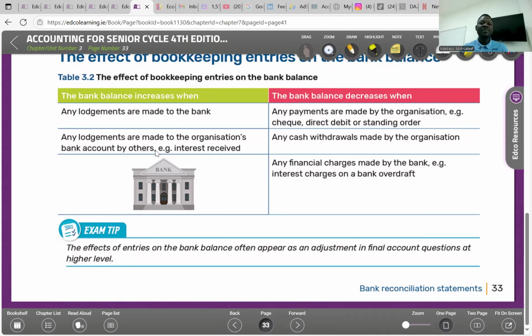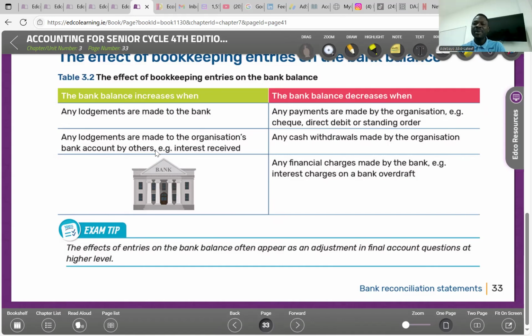Two, any lodgement made to the organization's bank account by others, that's probably interest received. So whatever lodgement has been made to the account holder's account in the bank will always increase the bank balance. Then, what are the situations that bring about a decrease in the bank balance? Number one, any payments made by the organization, for example, check, direct debit, or standing order. Whatever transaction involves the account holder making payment will decrease the bank balance. Any cash withdrawal made by the account holder will bring about a decrease in the bank balance.